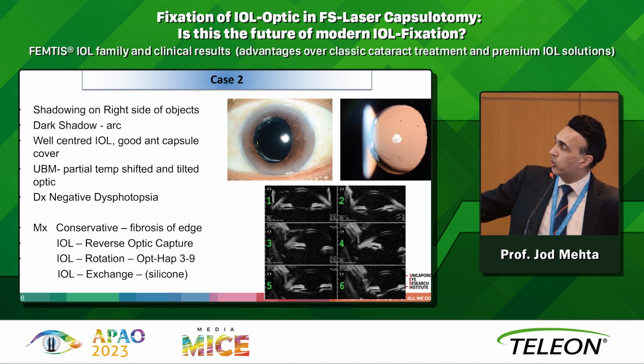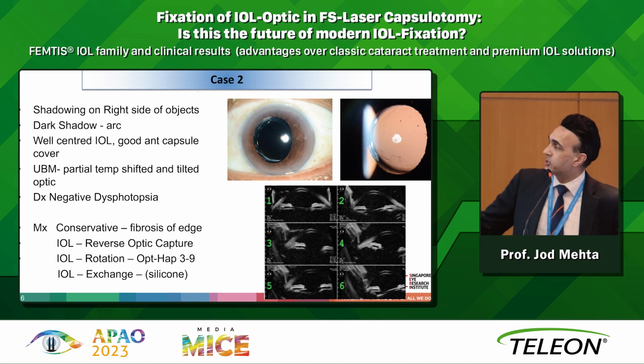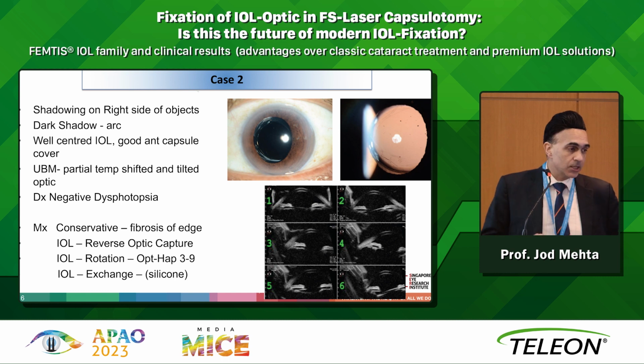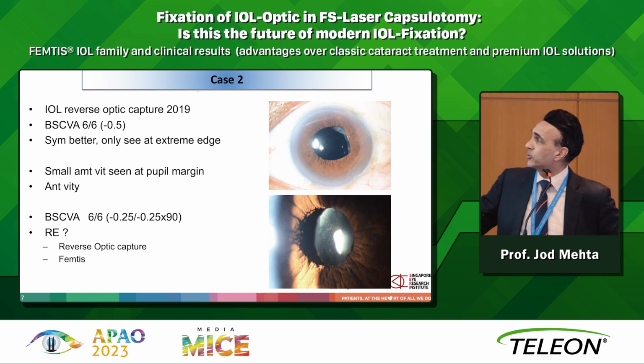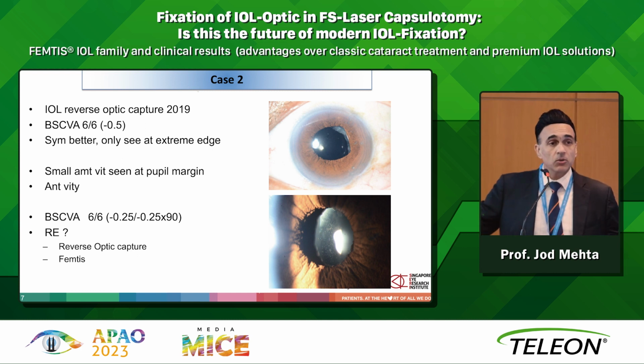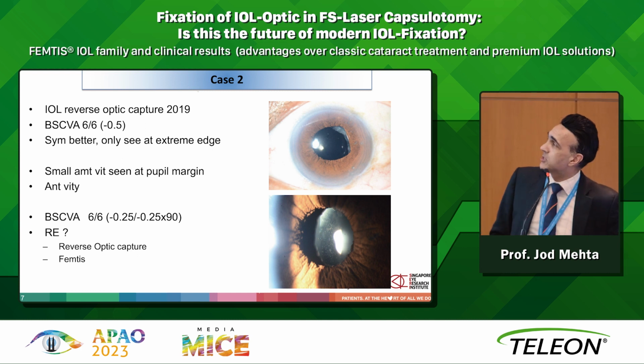So I said to him, look, I'm not going to rotate the lens because he's already got an open capsule at the back. Let's just do a reverse optic capture for you and see how you go with the symptoms. And actually it was very simple to do because the lens just flipped out straight away as if it had been put in a week ago. And it was because he had no fibrosis there.